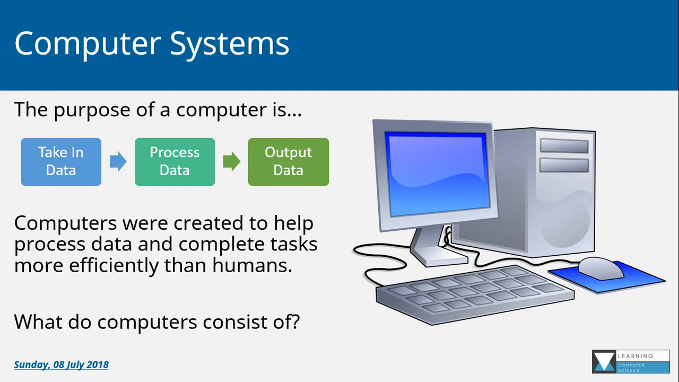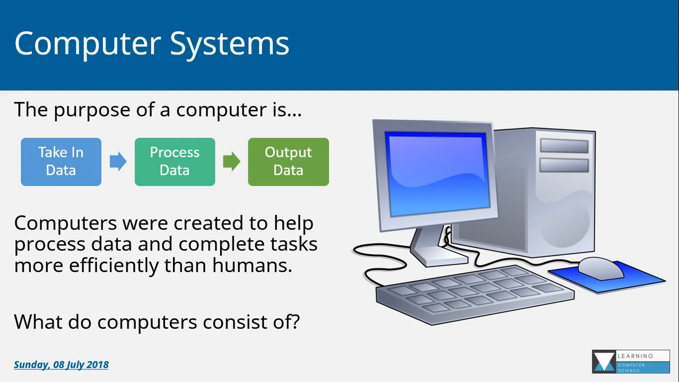And the whole purpose of a computer is to take in data, to process this data, and then output the data. Okay, so something goes in, it is then processed, and it comes back out. And a computer was basically designed and created to complete a task a lot more efficiently than humans can. So they can process huge amounts of data a lot more quickly than we can as humans.